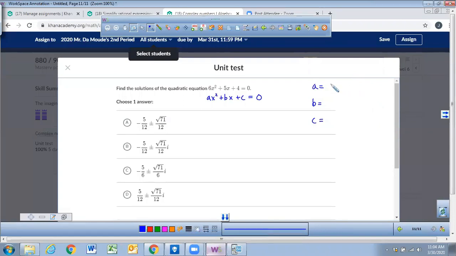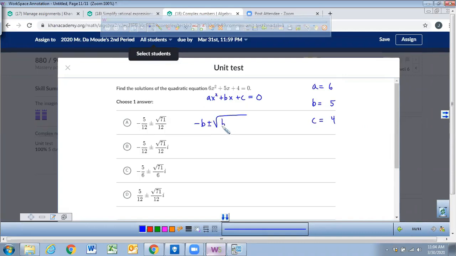The a value is going to be 6. Our b value is going to be 5. Our c value is going to be 4, and we're going to be using the quadratic formula for this. So just remember, the quadratic formula is negative b plus or minus the square root of b squared minus 4ac, all over 2a.